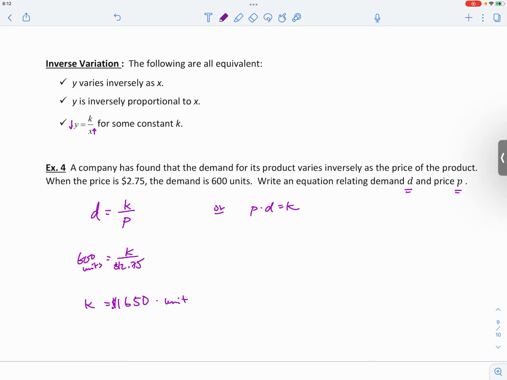It's not one of those easy to understand units, but it's just a unit to help you present what's going on. So we have demand, which is equal to 1650 over price. So that would be the equation.